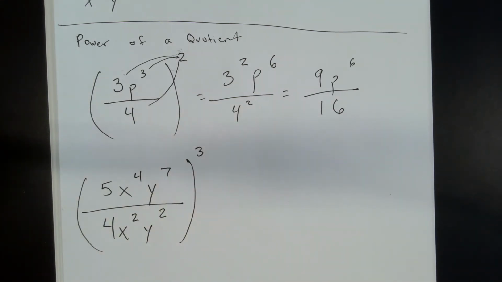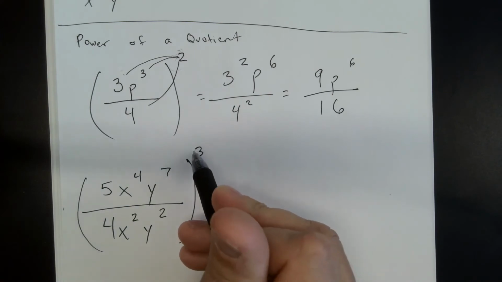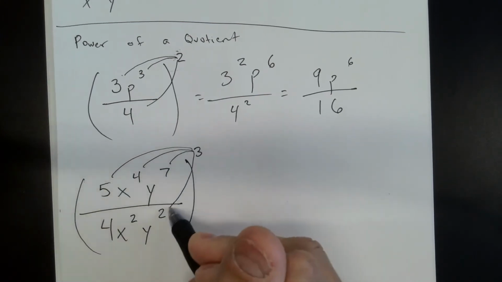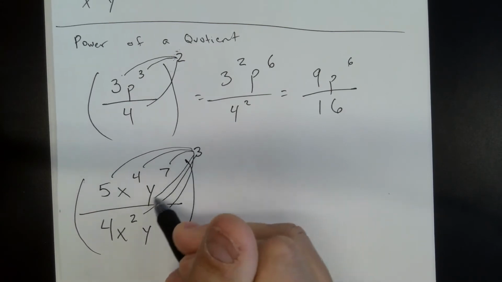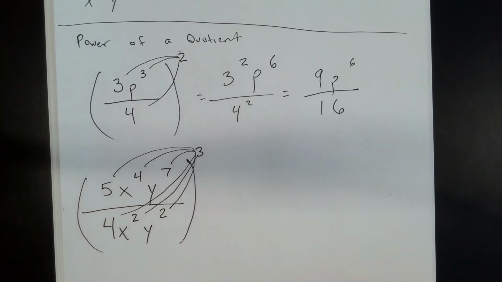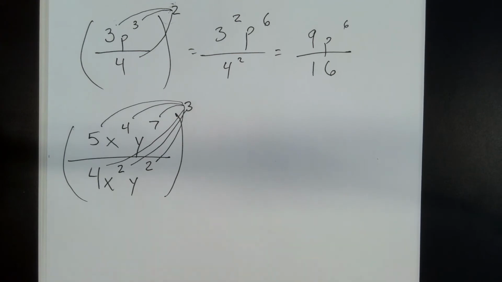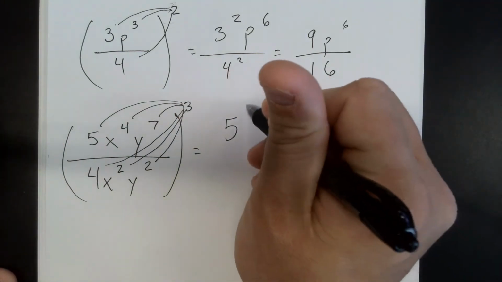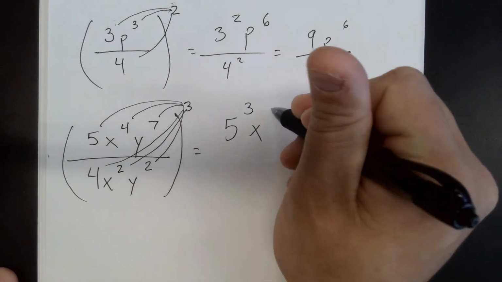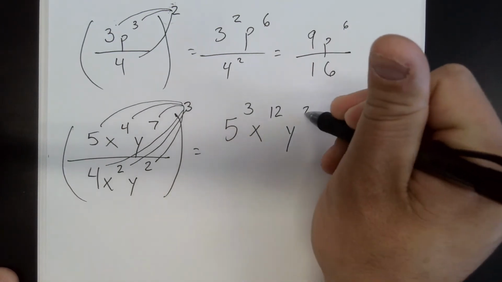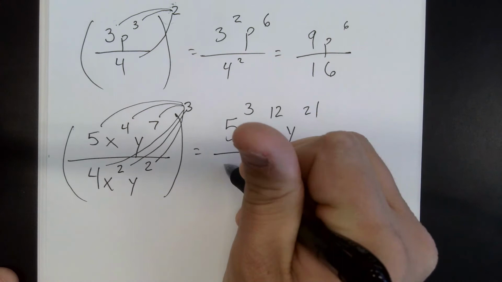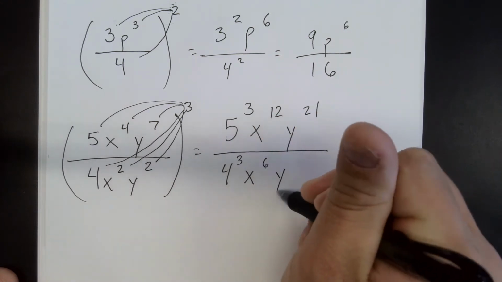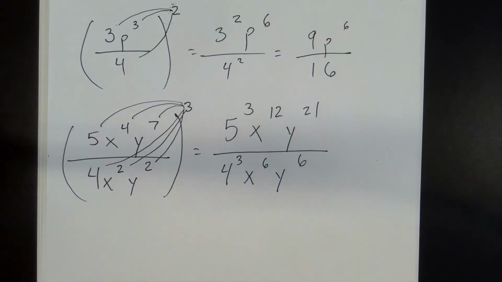So if we're going to go through this and do it, that 3 is going to be distributed to everything inside of this that has an exponent. And yes, like I said before, integers have exponents. So this is going to turn into 5 cubed, x to the 12th, y to the 21 over 4 cubed, x to the 6th, y to the 6th.